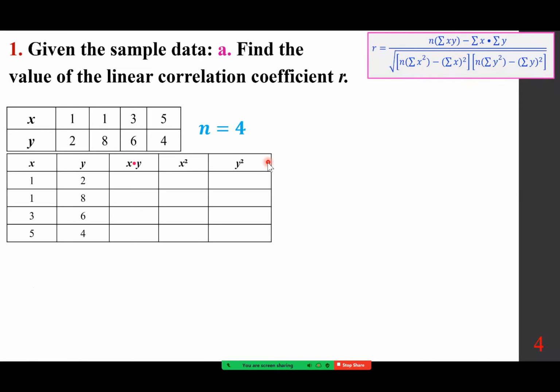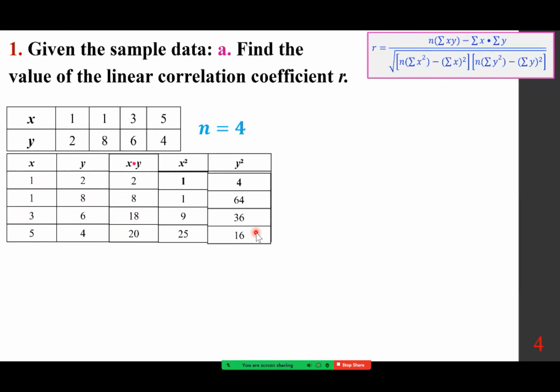So how do we do that? x times y: 1 times 2 is 2, 1 times 8 is 8, 3 times 6 is 18, 5 times 4 is 20. That's how we calculate this one. How about x squared? Just square each one: 1, 1, 3 gives you 9, 5 gives you 25. Y squared: 2 gives you 4, 8 gives 64, 6 squared is 36, 4 squared is 16.